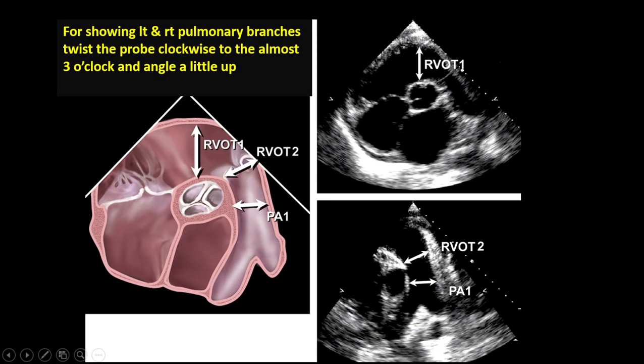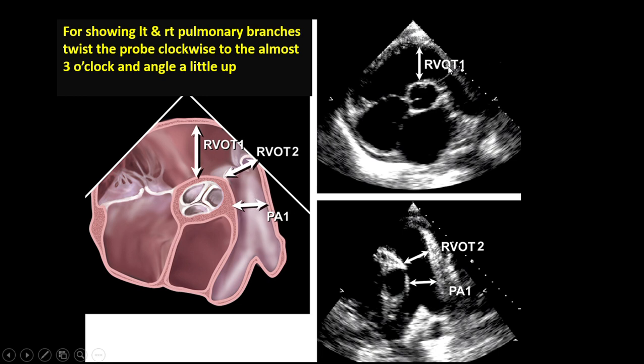In those cases where the patient has symptoms and signs of pulmonary hypertension, or we find during our study that the RVOT and pulmonary artery look a little enlarged, we have to measure at least three diameters: RVOT 1, RVOT 2, and finally the pulmonary artery.